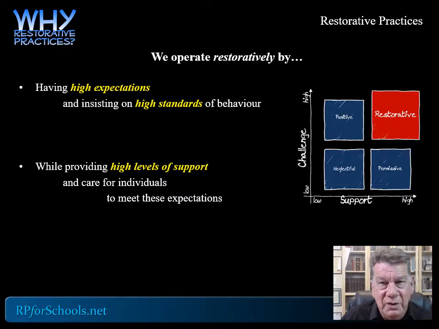But at the same time, we recognise that the kids in the classroom need support with a new skill or a new piece of knowledge. They need support in learning how to get along with one another. They need support in learning how to respond appropriately when things don't go right. And RP is about responding with high expectations and high levels of support.